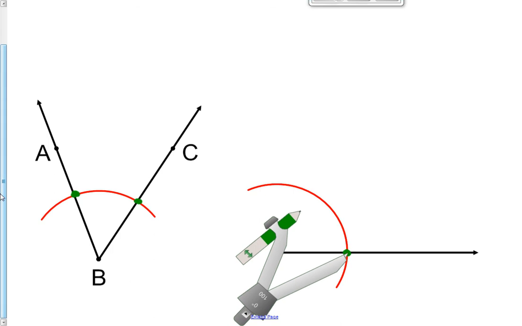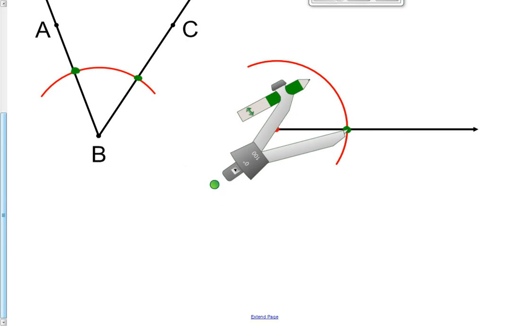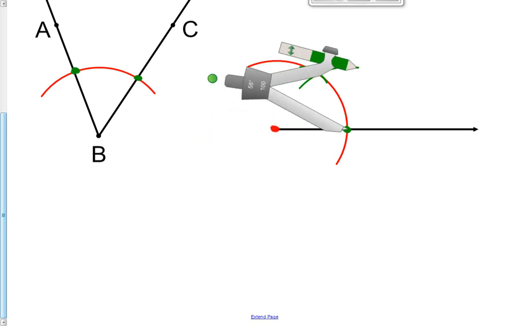And then you're going to make an intersection with this part right here. So you're going to draw an arc just like this. And now you can move your compass out of the way.